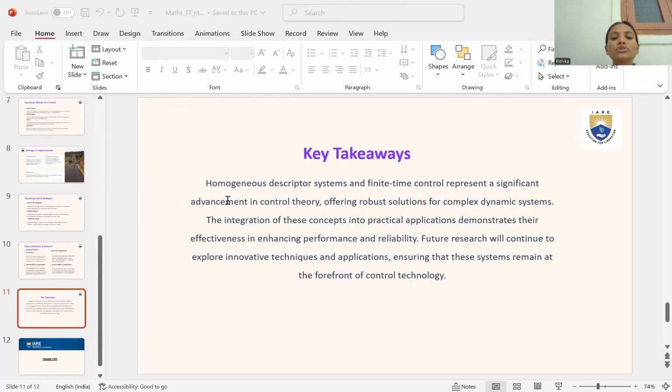Key takeaways. Homogeneous descriptor systems and finite time control represent a significant advance in control theory, offering robust solutions for complex dynamic systems. The integration of these concepts into practical applications demonstrates their effectiveness in enhancing performance and reliability. Future research will continue to explore innovative techniques and applications, ensuring that the field remains at the forefront of control technologies.